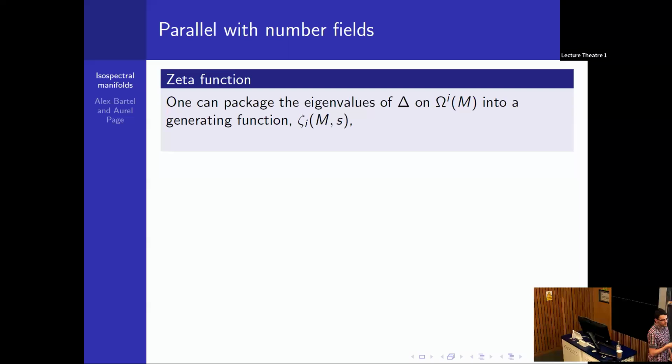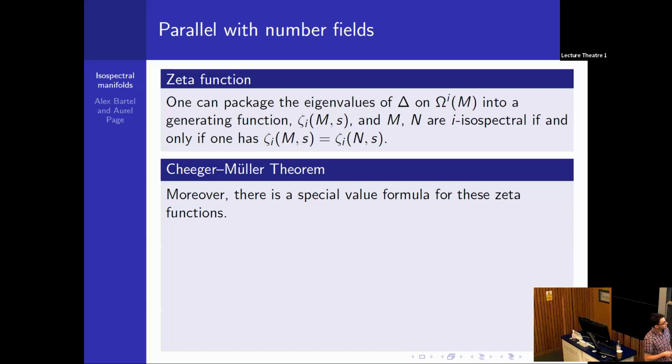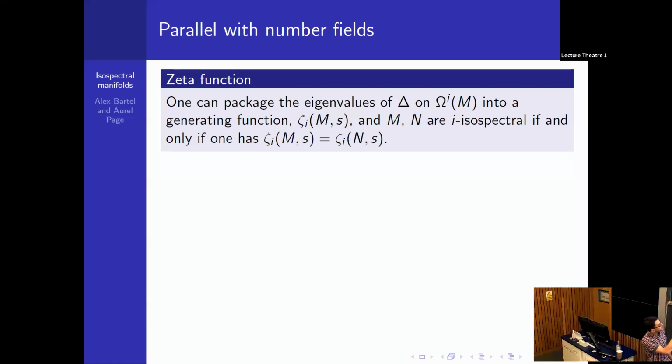Right, so I'm supposed to draw parallels or connections to number theory. So here it goes. We fix a degree i, and then you can organize these eigenvalues into a generating function, which is called the spectral zeta function of the manifold. And just from formal properties of the Dirichlet series, two manifolds are isospectral if and only if they have the same zeta functions. Now, however, the parallel goes even further. So this is very well known, and actually, yeah, well, I'll come back to that.